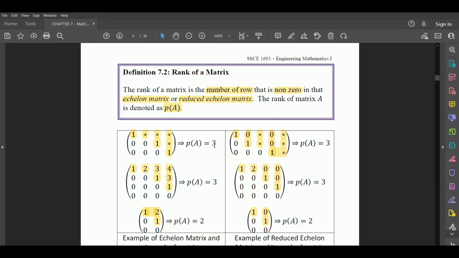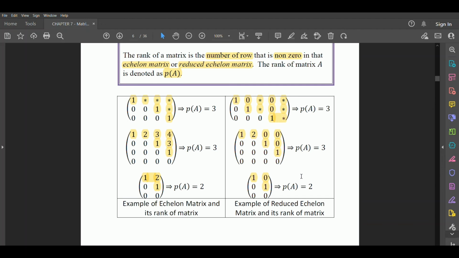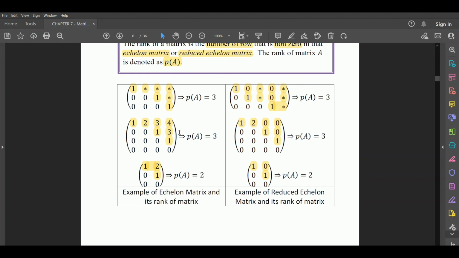To find the rank of a matrix is very simple. We only need to find how many rows in the matrix are not entirely zero. For the first example, the matrix has 3 rows, and none of the rows is entirely zero. Hence, the rank of the matrix is 3. For the second example, the matrix has 4 rows, and one of the rows is entirely zero. Hence, the rank of the matrix is 3. As for the third matrix, the matrix has 3 rows, but one of them is entirely zero. Hence, the rank of this matrix is 2.